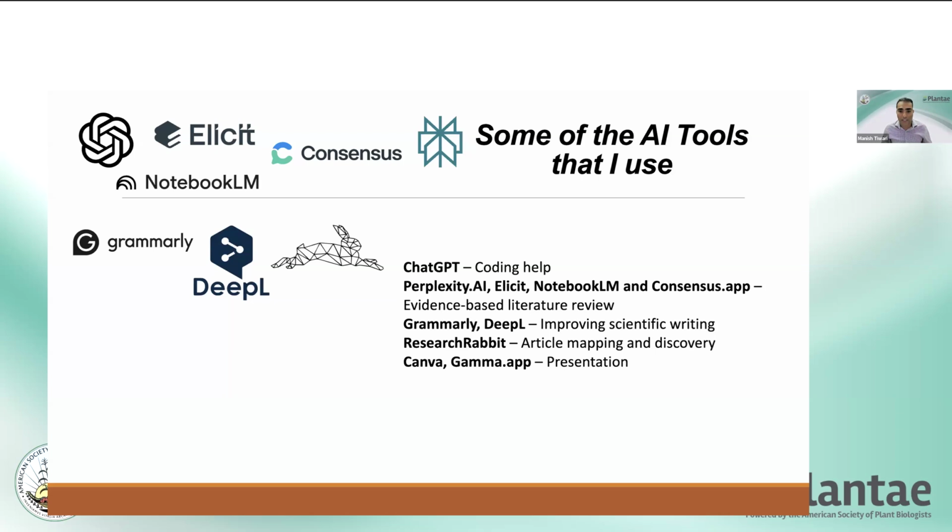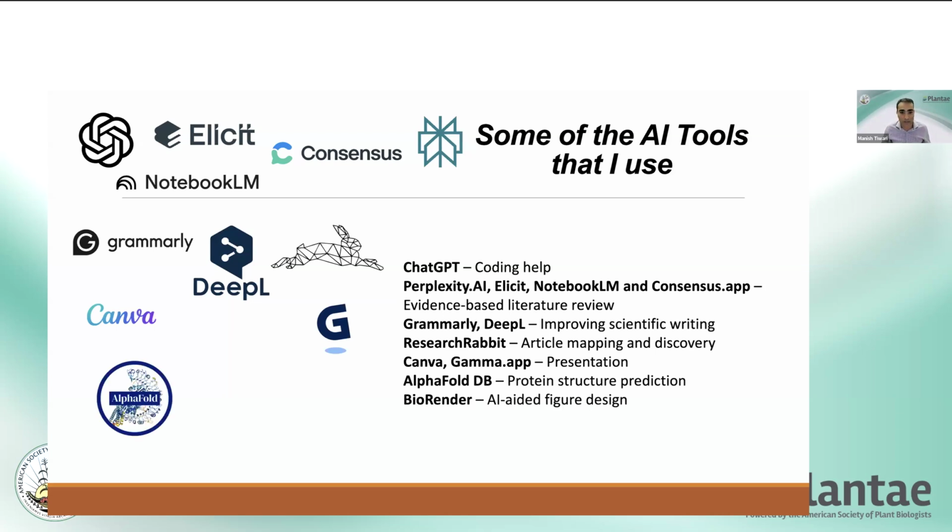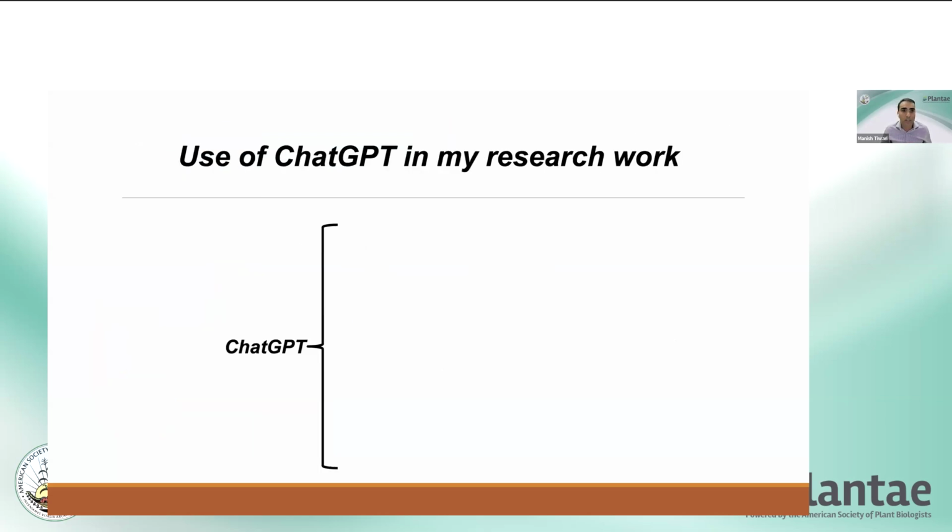For making presentations, I take help of Canva or Gamma app. And as I told, I use AlphaFold DB for protein structure prediction. BioRender has recently put AI in their app so that you can use this AI edit feature to design visuals or make plots. And I use ImageJ to analyze the microscopic images, as you might have seen a similar program, iSpy, developed by Pao. So these are some of the AI tools that I regularly use in my research.